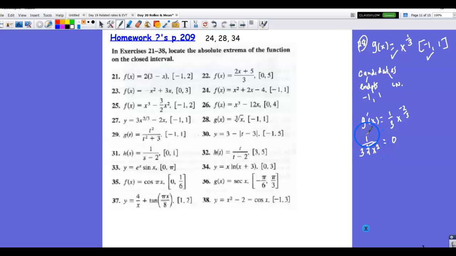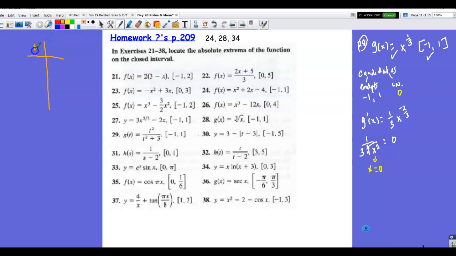Since the numerator is already 1, this fraction cannot equal 0. However, since there is a variable in the denominator here, if x is equal to 0, the first derivative goes undefined, which makes 0 a critical number and one of the candidates that we're going to test over here on the left-hand side. I'm going to create my candidates test.